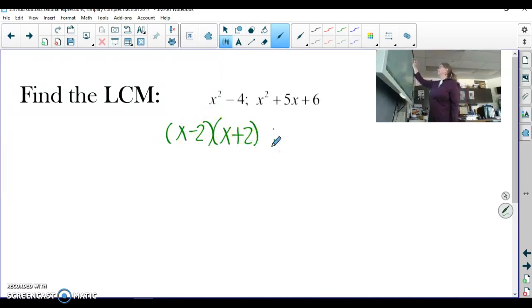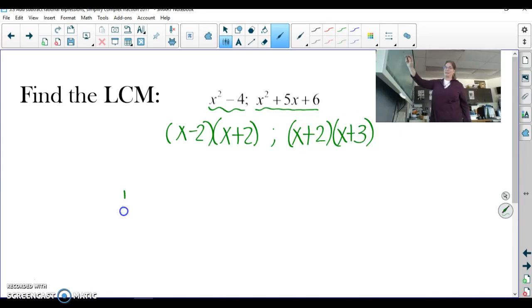And then this other, so that's that expression. So we're finding the least common multiple of x squared minus 4 and this expression, x squared plus 5x plus 6, so let's factor it. It's x, and factors of 6 that add to 5 are going to be x plus 2 and x plus 3. Okay, so the least common multiple.